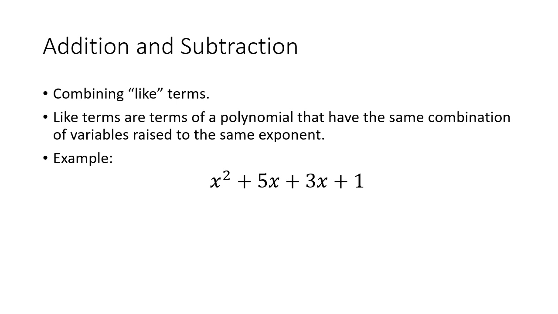But when we talk about addition and subtraction, all that means is we're going to combine like terms. Like terms of a polynomial are those that have the same combination of variables raised to the same exponent. So in this polynomial here, the 5x and the 3x are like terms. If we look at the variable, which is x, and the degree of the variable, or the exponent, they're both x to the first power. We just don't usually write the 1 there. So we can combine these, and this polynomial can be rewritten as x squared plus 5x plus 3x, which is 8x plus 1.